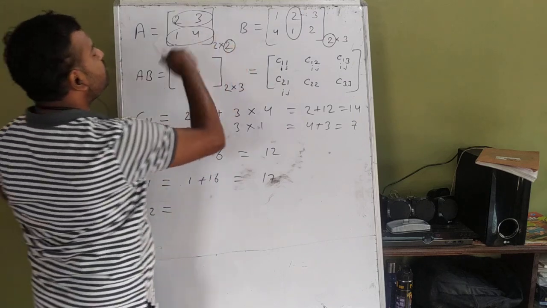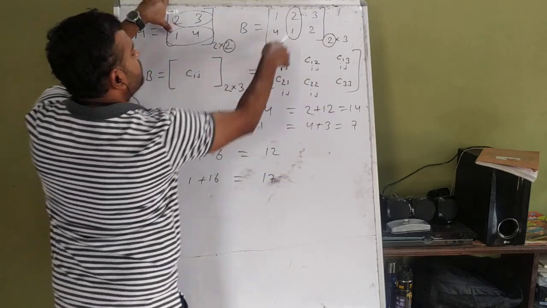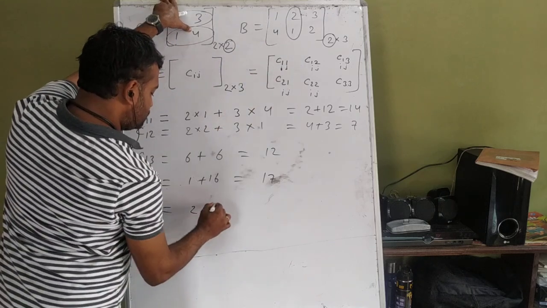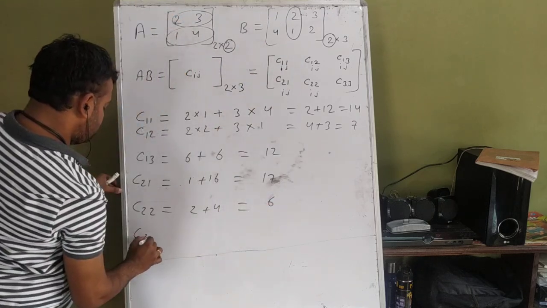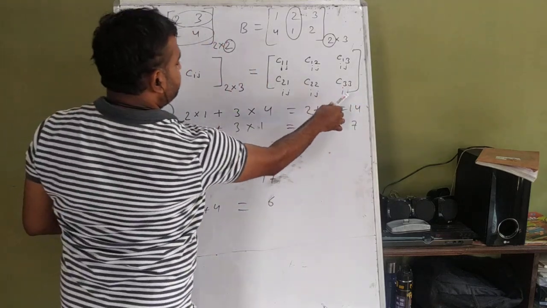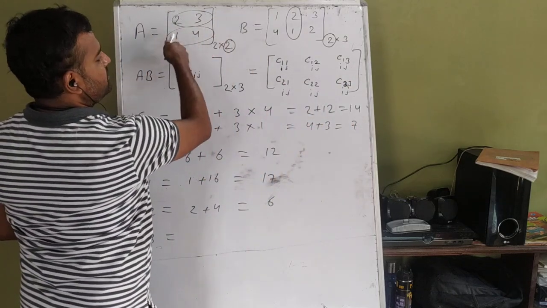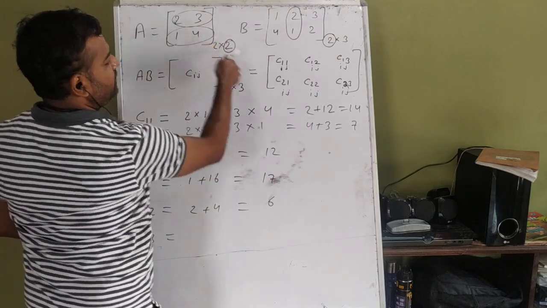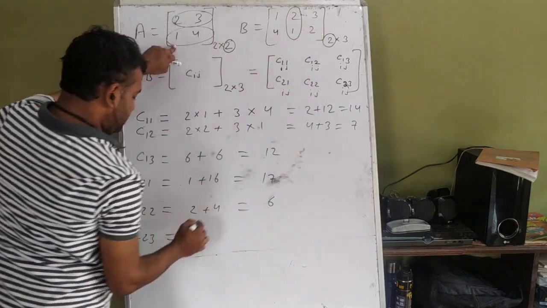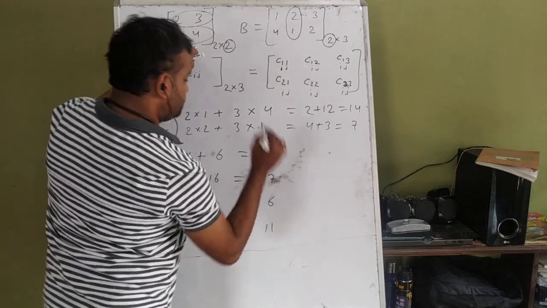C22. C22 means I and J both are 2, second row, second column. 1 into 2 is equal to 2, 4 into 1 is equal to 4, 4 plus 2 is 6. C23. C23 means Ith row of the first matrix, it means second row of the first matrix and the third column of the second matrix. Then 1 into 3 is equal to 3, 4 into 2 is equal to 8, 8 plus 3 equals 11.